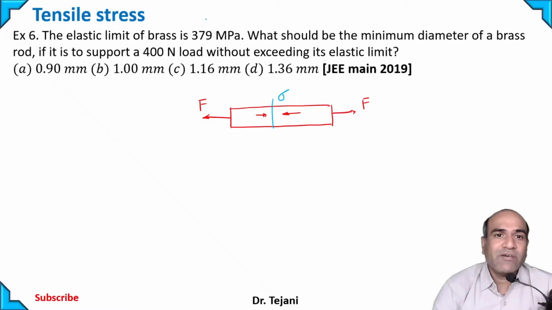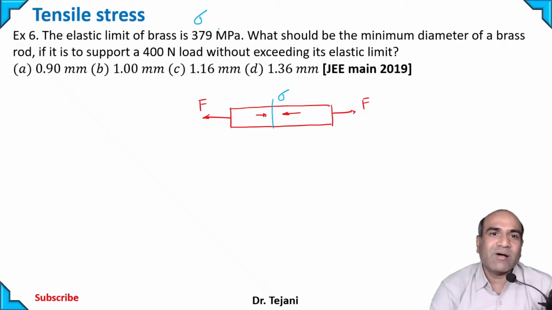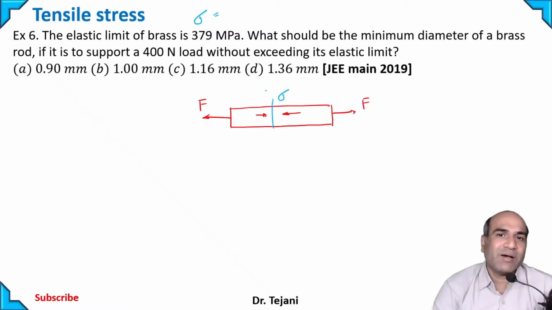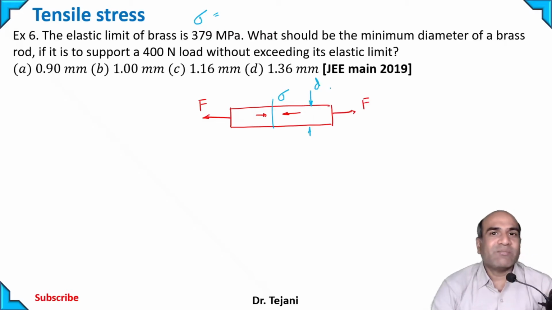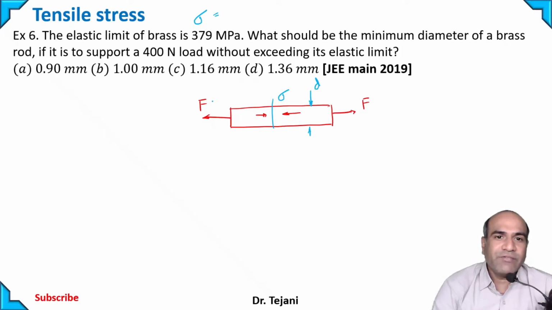This value is given as sigma. The elastic limit of brass, sigma, is 379 megapascal. What should be the minimum diameter of this brass rod, if it supports a force of 400 Newton without exceeding this limit? That means it should not exceed this limit. So what should the diameter be?